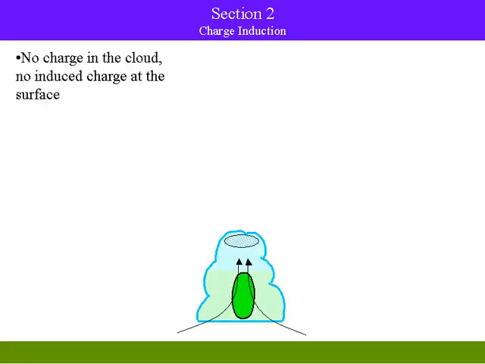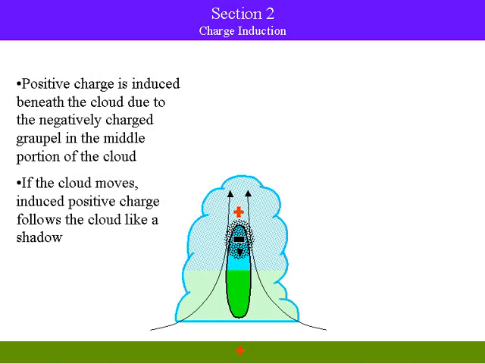So again, with the shallow cumulus cloud, there's no charge in the cloud, and therefore no charge can be induced on the surface. With a towering cumulus cloud, remember, we do begin to see electrification occurring. We see this negative charge located in the middle portion of the cloud with a positive charge above. Now, as a result, this negative charge actually induces a very small amount of positive charge on the surface. And if the cloud moves along, say in this direction, then the positive charge will move with it, as long as we have this dominant negative charge layer within the cloud.